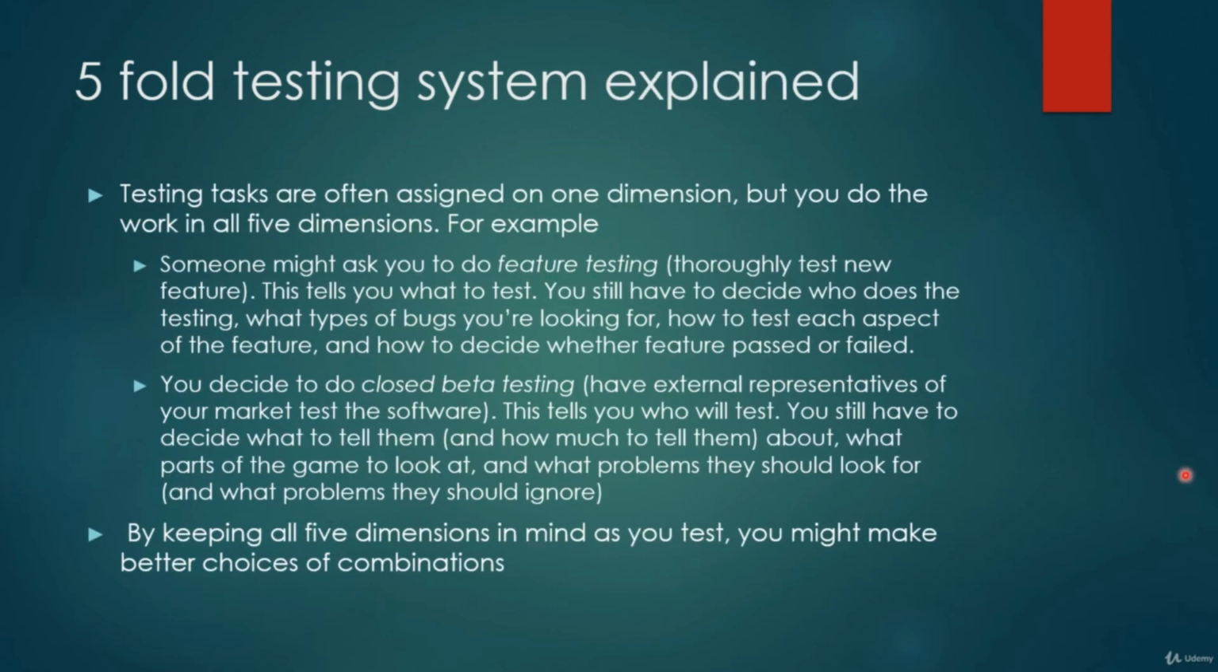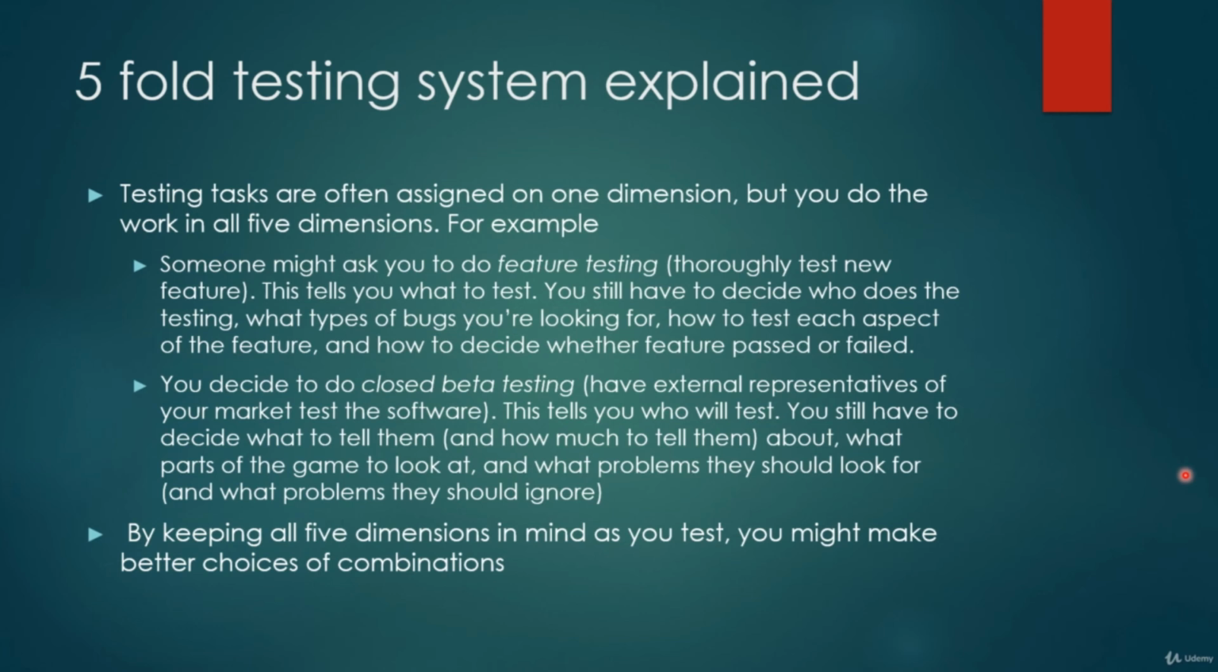So I said, with using this fivefold testing system, if you combine a few different dimensions, you might get much better results. Here are some examples. Somebody might ask you to do the feature testing. It's a new feature we are putting in a game, so we have to thoroughly test it. That means they'll tell you what to test. You're testing the new feature.